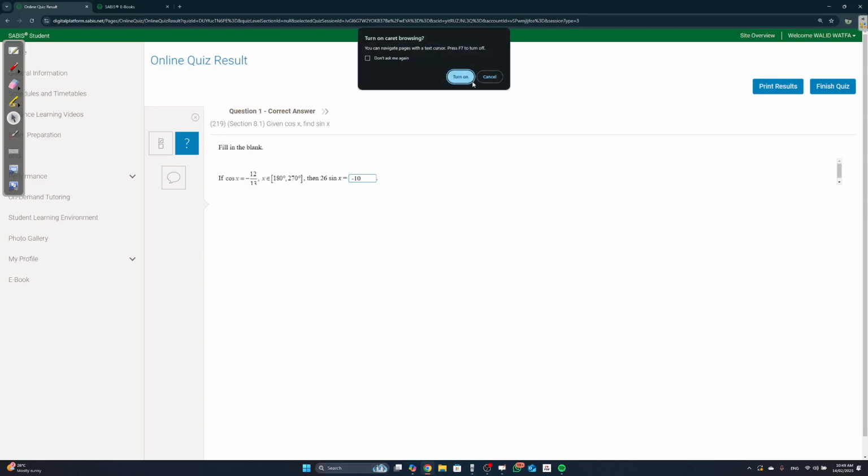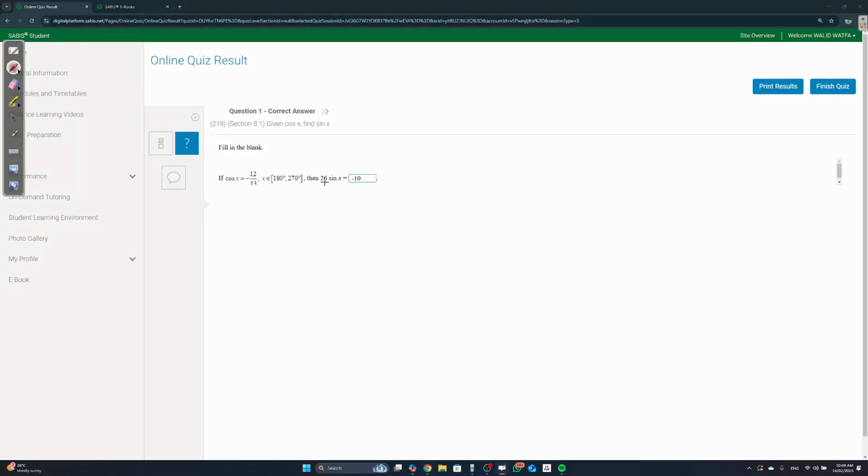Okay, this is 8.1, all about trig identities. Given cosine x, can we find sine x? Of course we can. Remember, I'm gonna fly through these. Cosine squared plus sine squared is equal to 1, right?